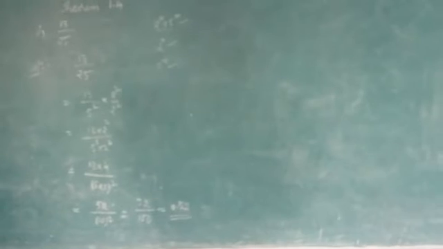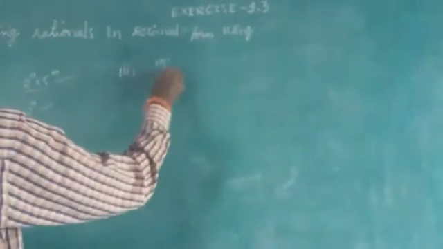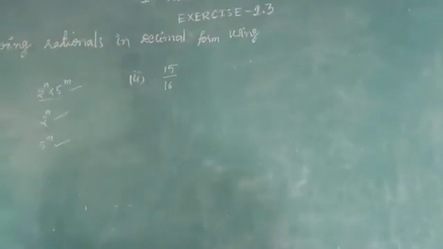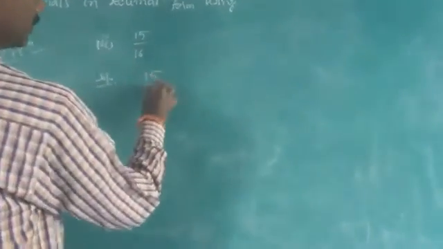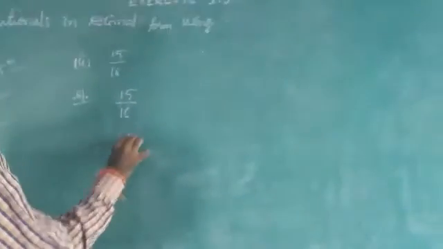So I would like to explain you one more problem. The remaining will be homework for you. Let me explain the second one. What is the second one? 15 by 16. Simple. 15 by 16: you can write 16 as 2 to the power of 4.